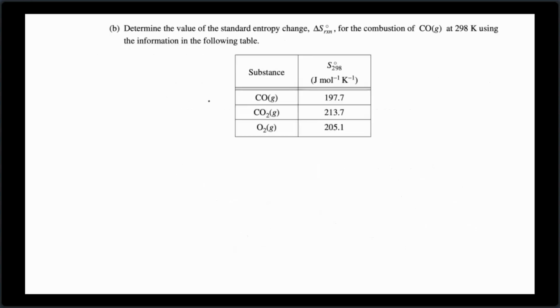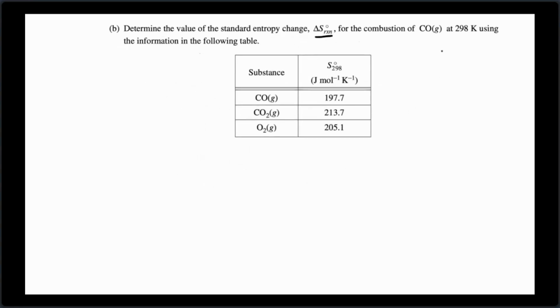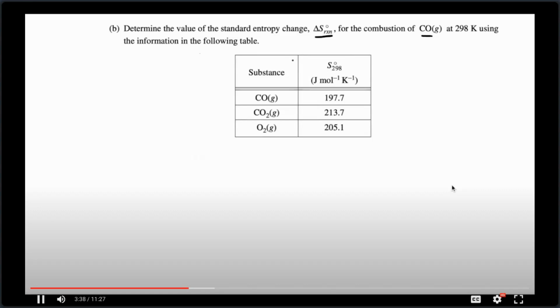Now let's look at question B. Question B states to determine the value of the standard entropy change, that delta S of the reaction, for the combustion of carbon monoxide at 298 Kelvin using the information in the following table. All right, so another 2 minutes.